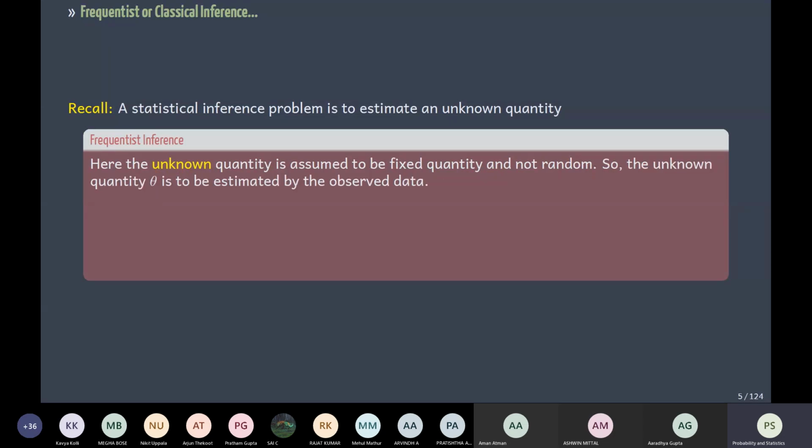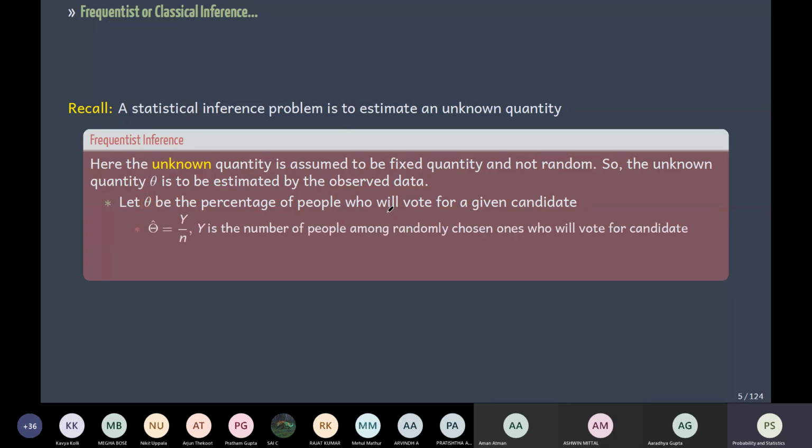So the unknown quantity theta is to be estimated from the observed data. Let theta be the percentage of people who will vote for a given candidate. So theta is some fixed quantity that we want to predict, in this case the percentage of people that will vote for a given candidate. We can provide our estimate for that.